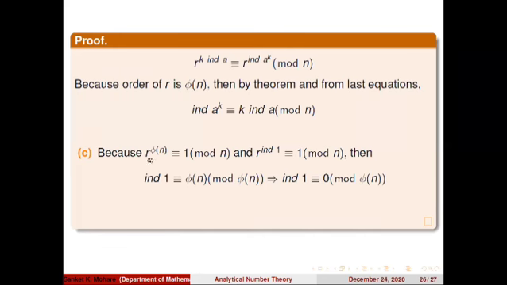So here r to the power phi of n is congruent to what? 1. But 1 is congruent to what? r to the power index of 1. So using this, we obtain r to the power phi of n is congruent to r to the power index of 1 modulo n. And using the same theorem 8.2, their powers are congruent under modulo the order of r. So that's why index of 1 is congruent to phi of n modulo phi of n. This implies index of 1 is congruent to 0 modulo phi of n.